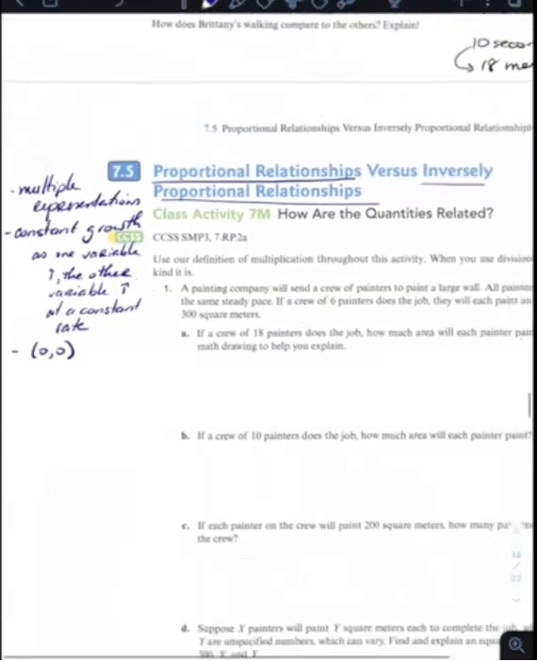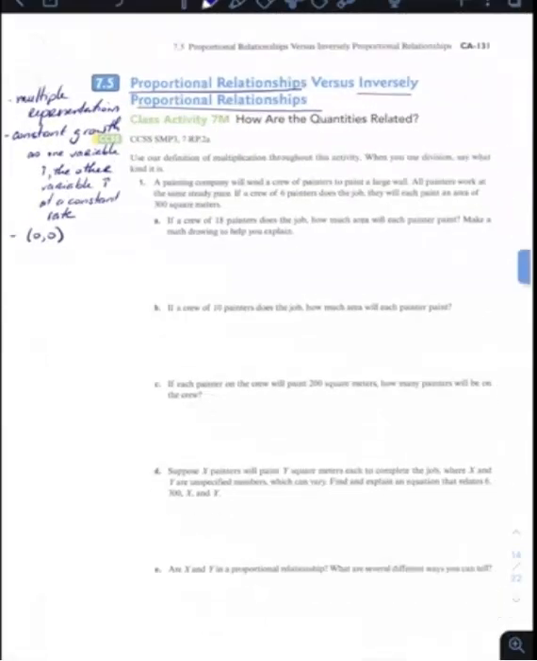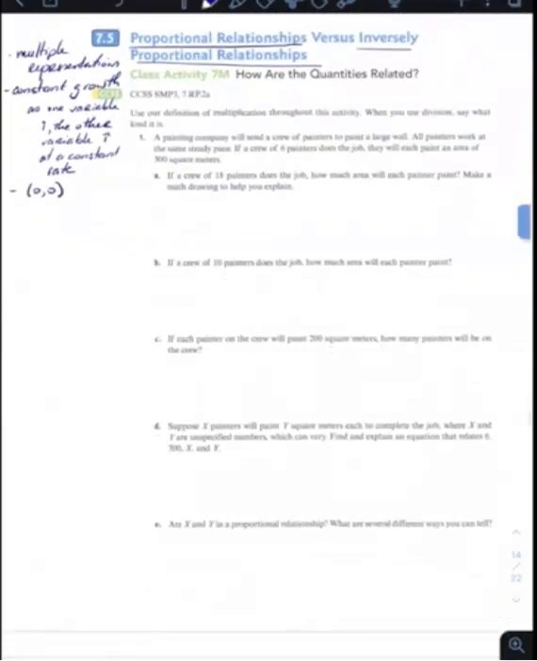Well, we're going to try to look at different scenarios and see if they're proportional. And when they're not, we might come across a situation where they're inversely proportional. So let's take a look at the first example.